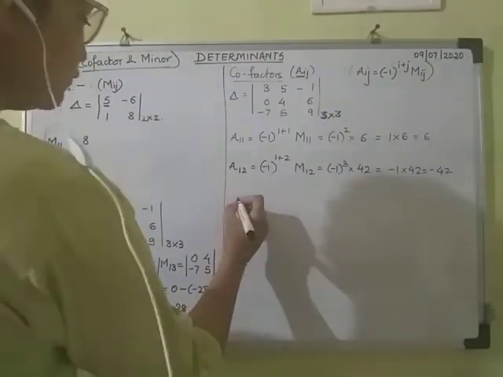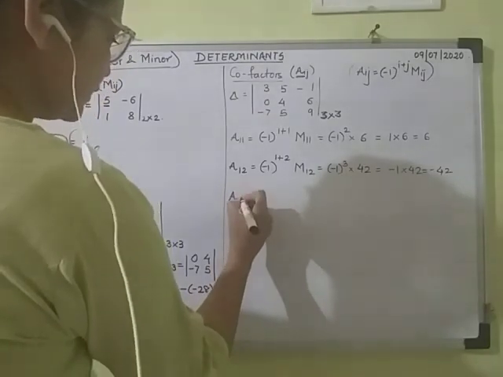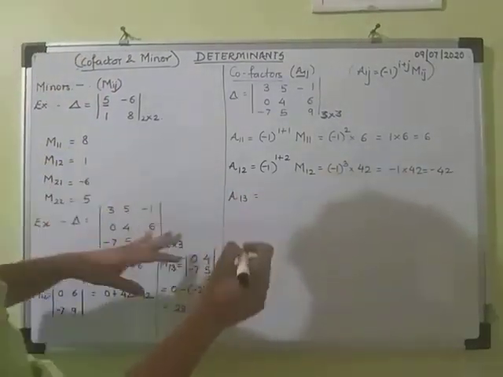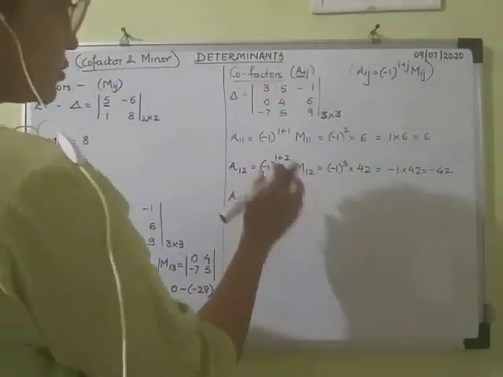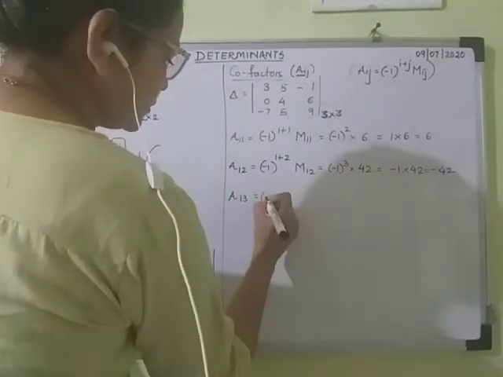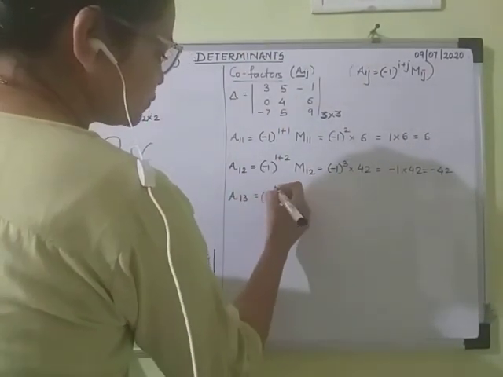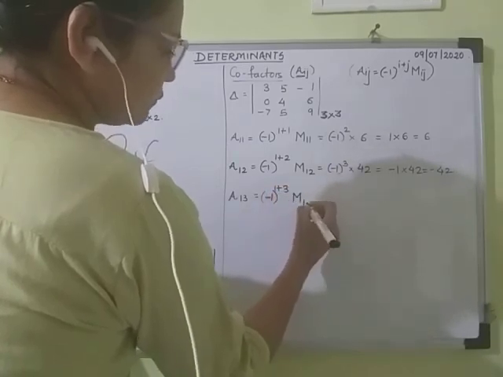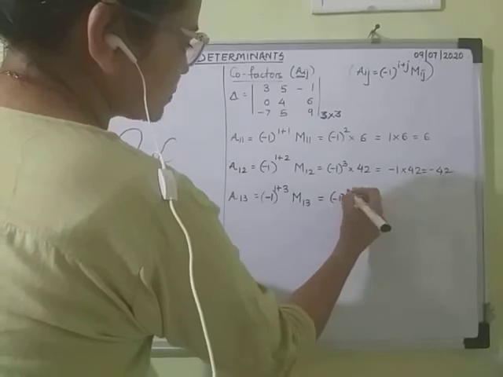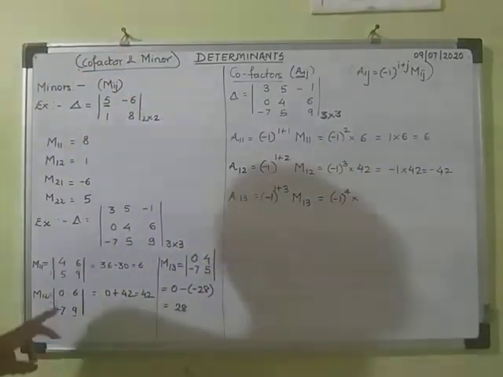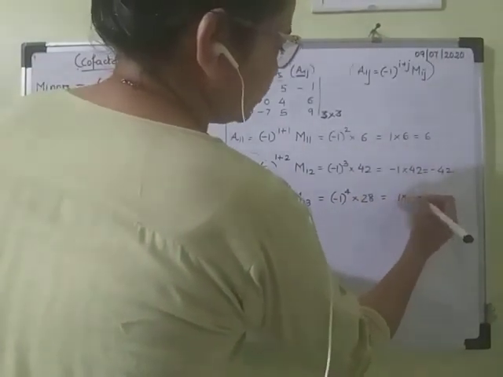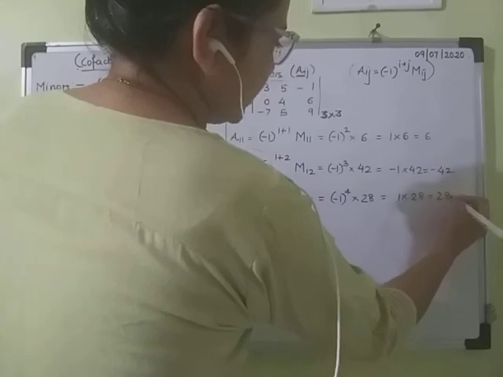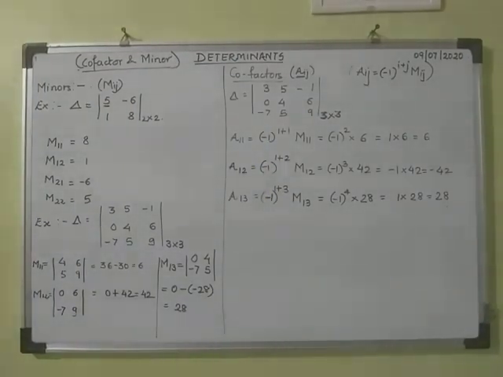And I will find one more for you. Because of less space, children, I won't be able to show you all, but you have to follow the same procedure to find all the 9 cofactors. This is minus 1 raised to 1 plus 3, M13, which is minus 1 raised to 4, and M13 is here, that is 28. So it is 1 into 28, so your answer is 28. Understood? So this is how we find the cofactors.